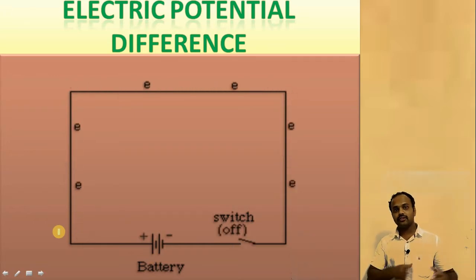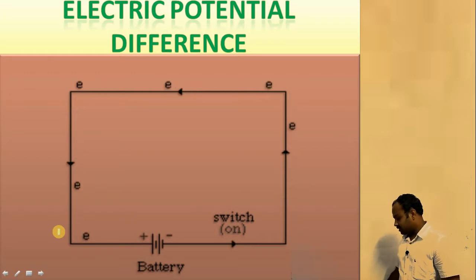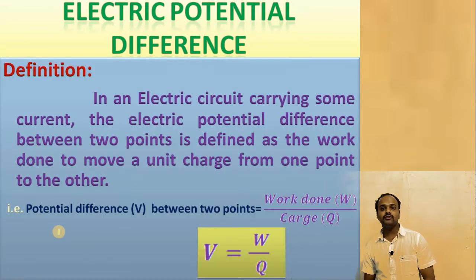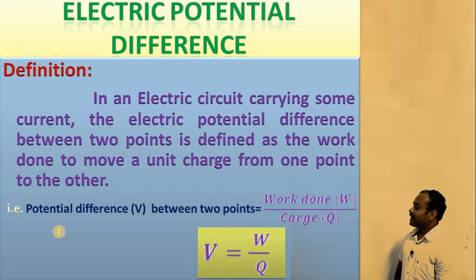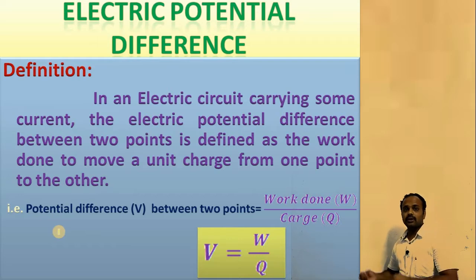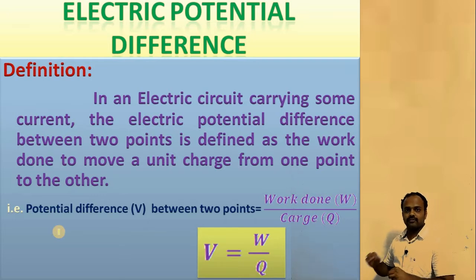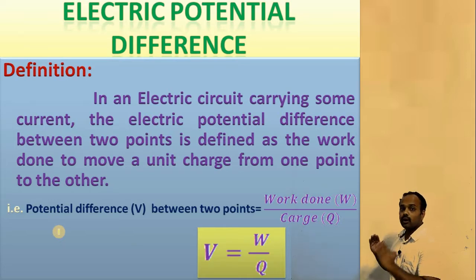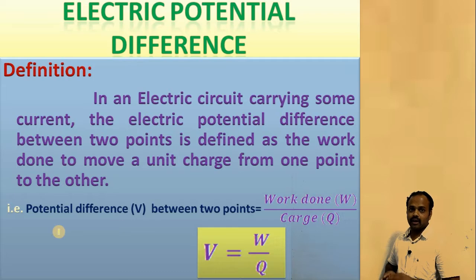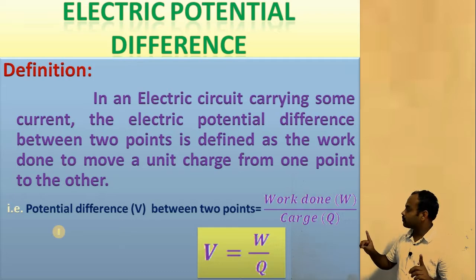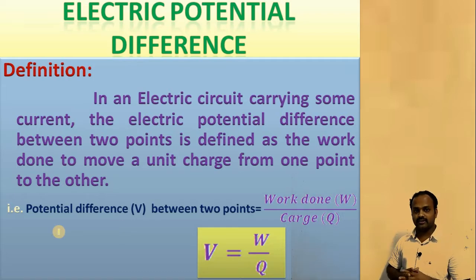Then what is the definition of electric potential difference? That we will see. The definition of electric potential difference is: in an electric circuit carrying some current, the potential difference between 2 points is defined as the work done to move a unit charge from one point to the other point.